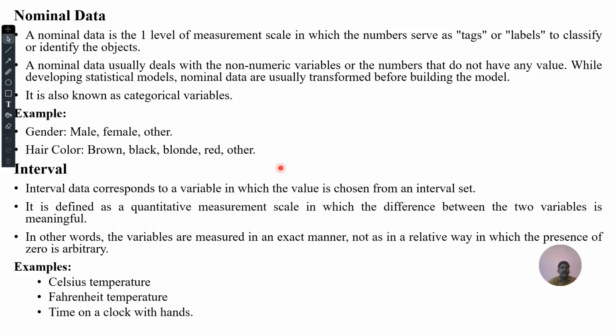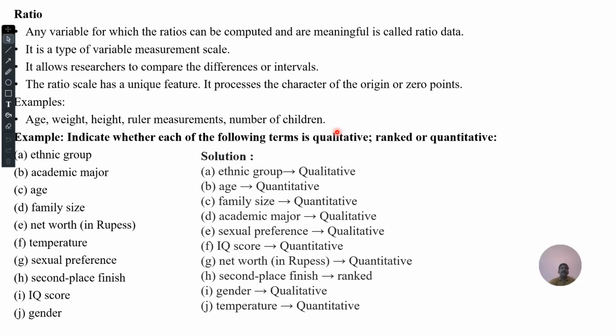Next is ratio. Ratio is any variable for which the ratio can be computed and is meaningful. It's a type of measurement variable. It compares the difference, for example, 1 is to 3, 2 is to 5, 5 is to 7. That is the ratio between two variables.